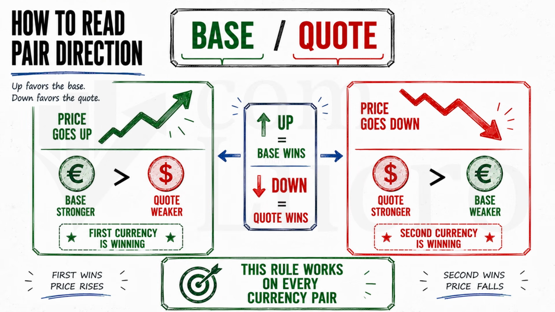So let's turn that into a simple rule you can read off any chart. When the price of a pair goes up, the base currency is getting stronger than the quote. When the price goes down, the quote currency is getting stronger than the base. Up means the first one's winning. Down means the second one's winning. That's it. That's how you read direction on every single pair.